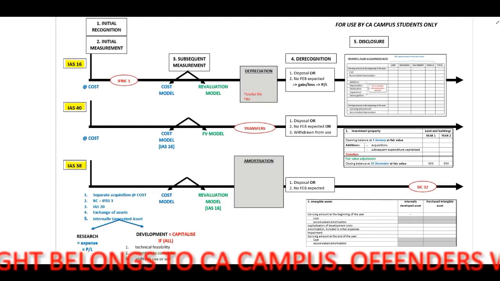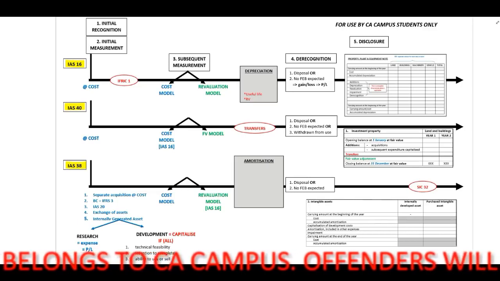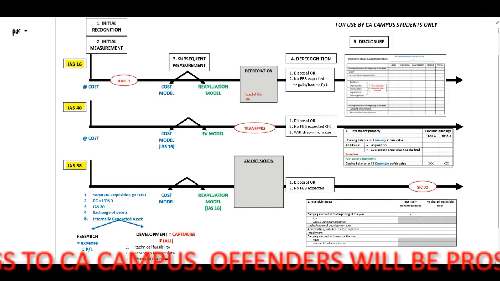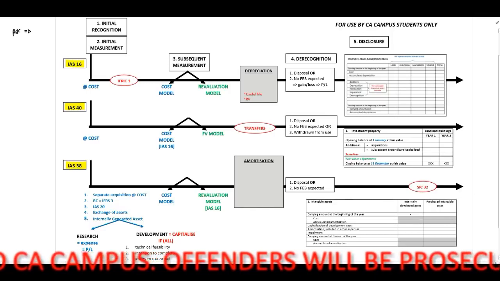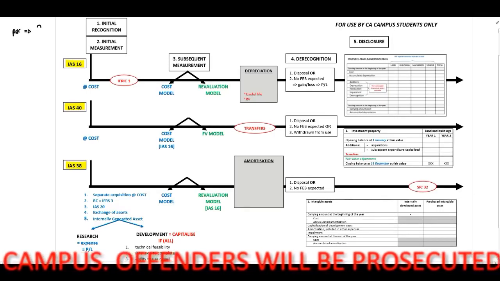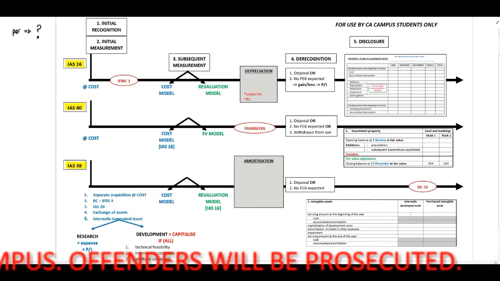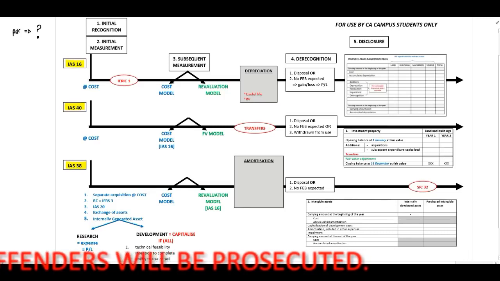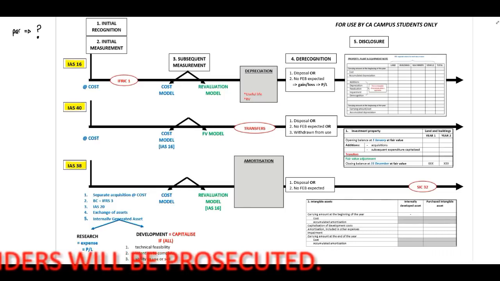Remember, when you read through an integrated question, you will receive one paragraph, and you need to be able to identify within that paragraph which standards will be applicable. Therefore, you need to know how to recognize and measure the asset within that standard.